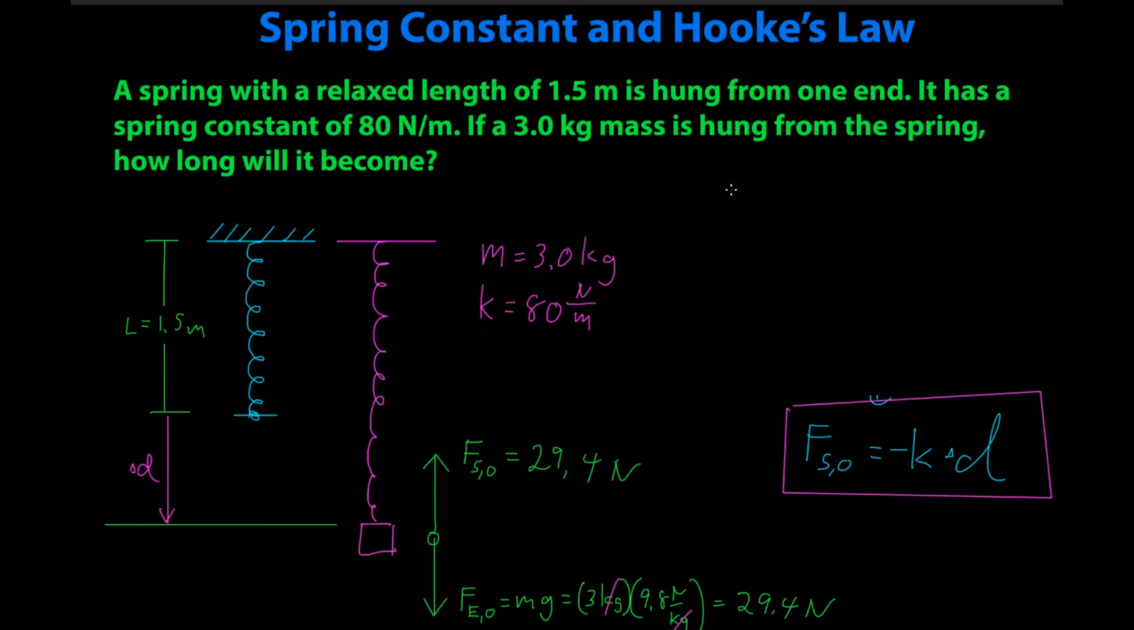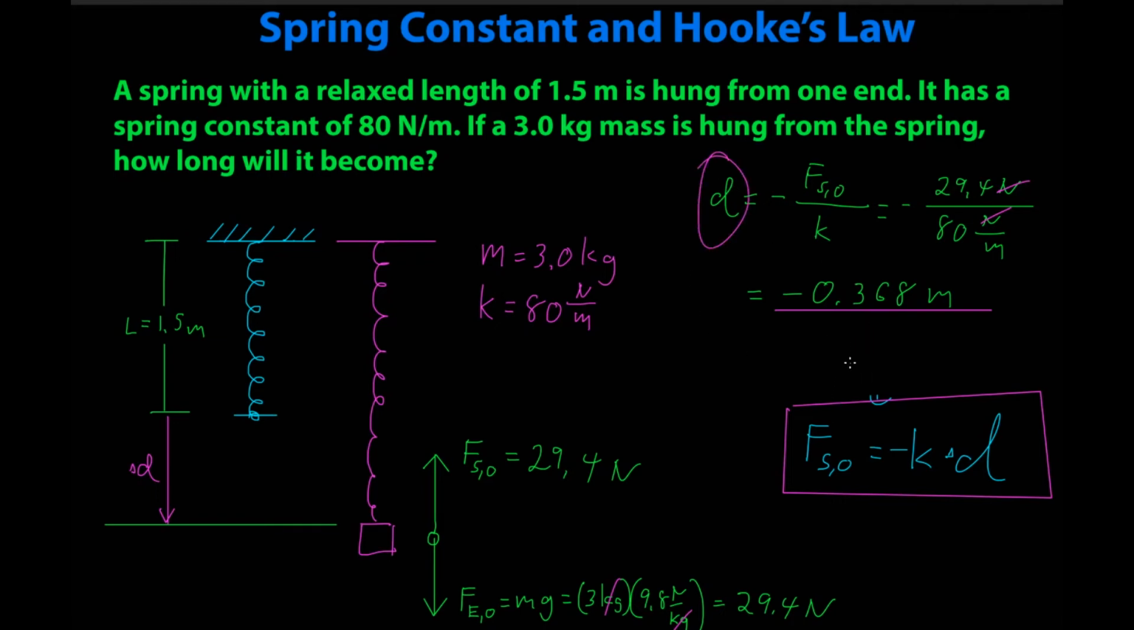I will take Hooke's law and rearrange it for displacement: negative force of spring on object over k. Negative, my force is upward, so it's staying positive, 29.4 newtons. k is always an absolute value, it is never negative, 80 newtons per meter. I'm dividing by a fraction, so newtons cancel, meters end up on top, and I would get negative 0.368 meters. Now, what is this? This is the displacement. Is this my answer? No, it is not, because the problem did not ask for displacement. It asked for the new length of the spring.